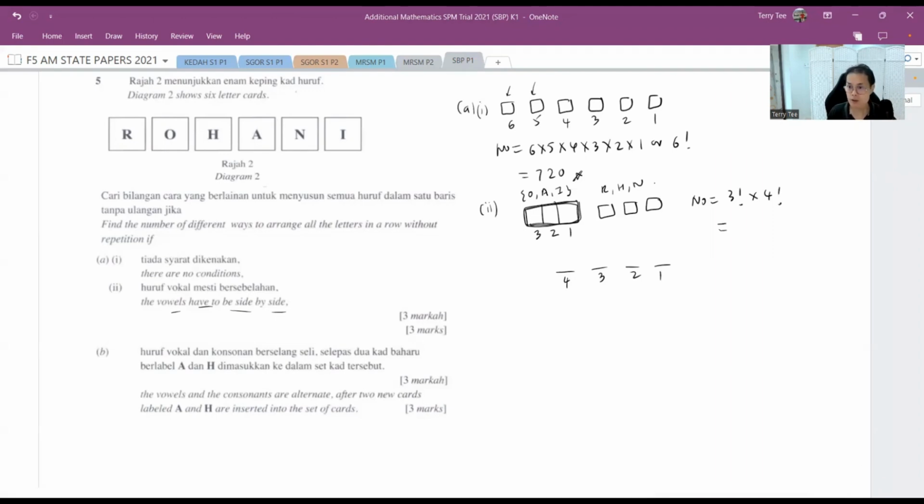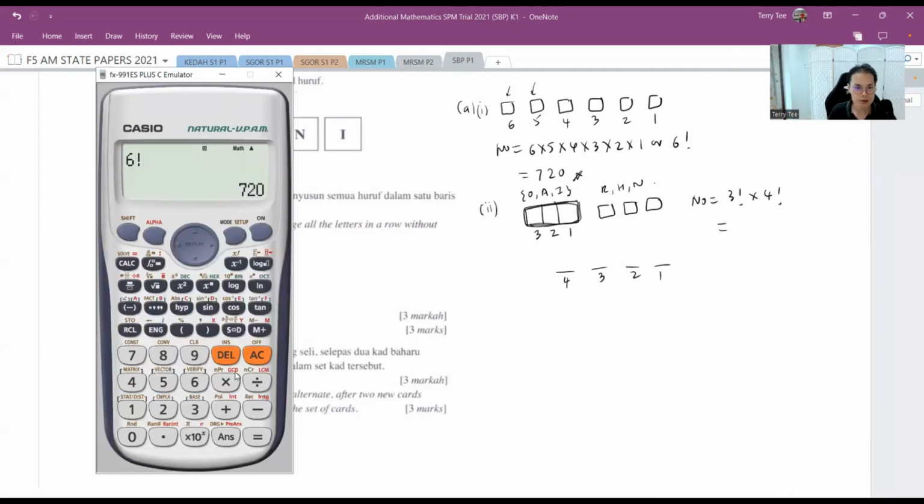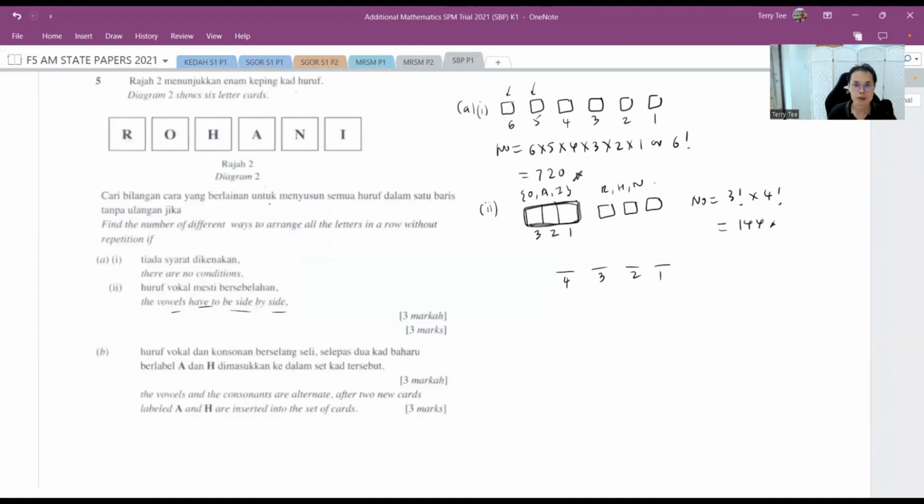Answer, we can use a calculator here. All right, 3 factorial multiplied by 4 factorial. There you go, 144. Okay. All right. So the first part, I think, is quite easy. The second one, part B. The vowels and consonants are alternate after 2 new cards labeled A and H are inserted into the set of cards. Okay, now they put 2 more cards, H and A.